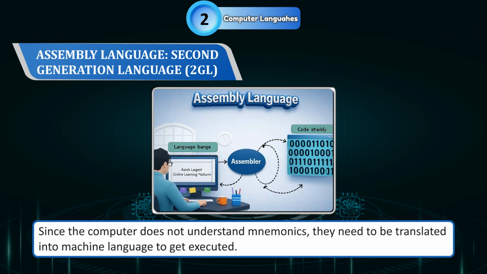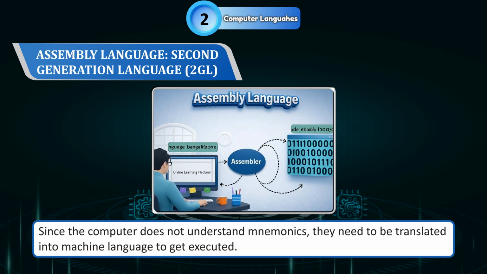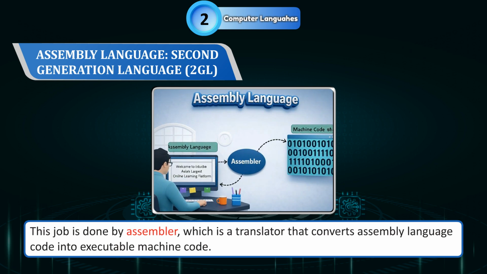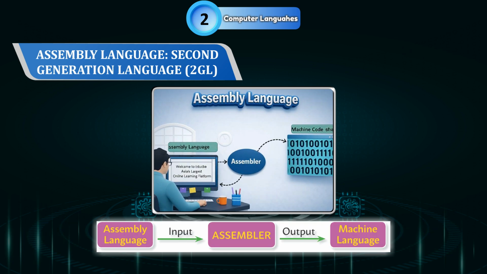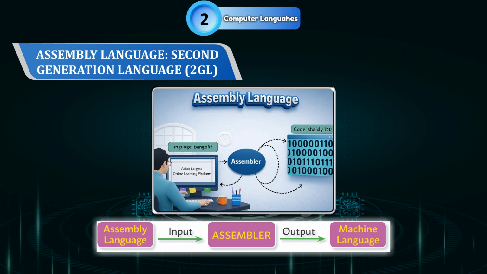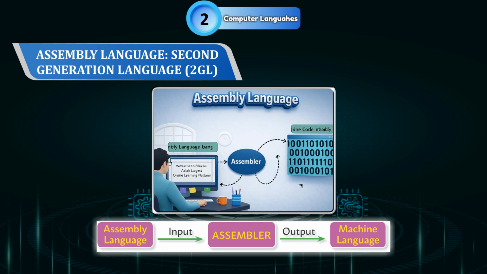Since the computer does not understand mnemonics, they need to be translated into machine language to get executed. This job is done by the assembler, which is a translator that converts assembly language code into executable machine code. Assembly language: input, assembler; output, machine language.